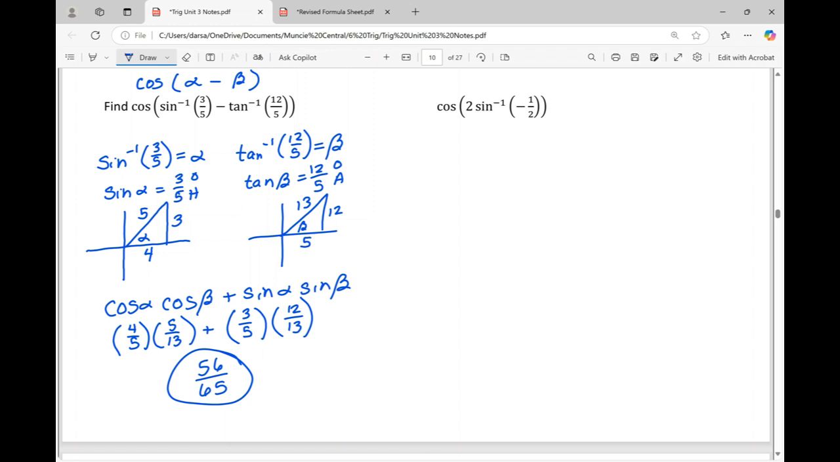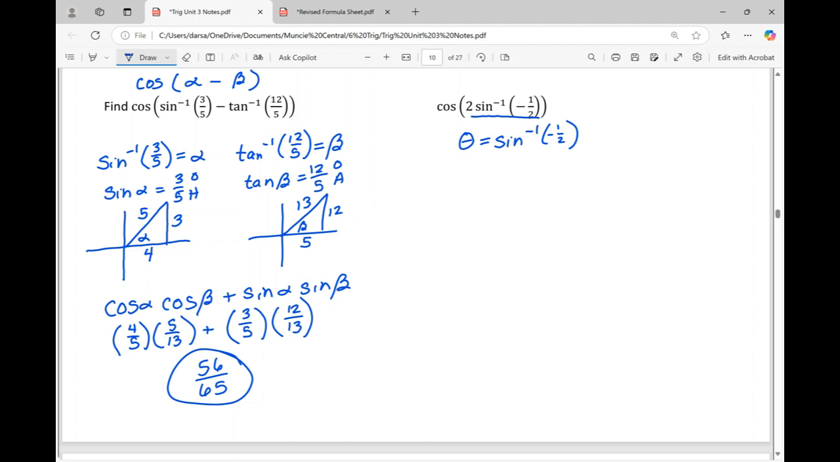Let's try that one more time. Let's look at this next guy over here. So we have cosine of 2 sine inverse of negative 1/2. What we're going to do is ignore that little 2 for a second and just look at the sine inverse. So we're going to call this our angle theta. Remember, when we take the sine inverse of a number, the answer that comes out is an angle. So we'll call that answer angle theta.